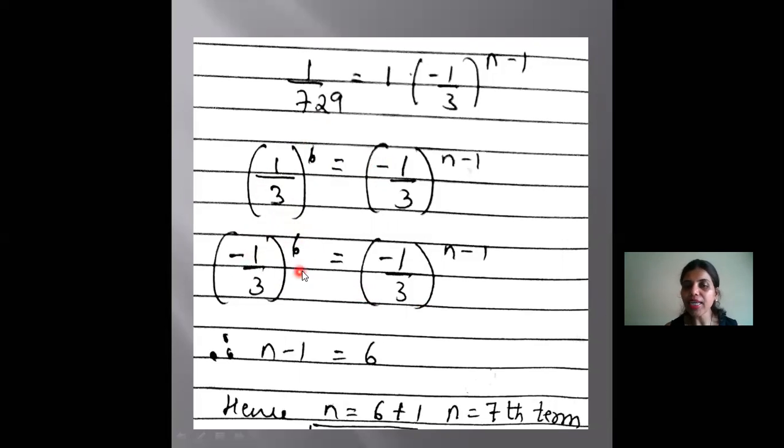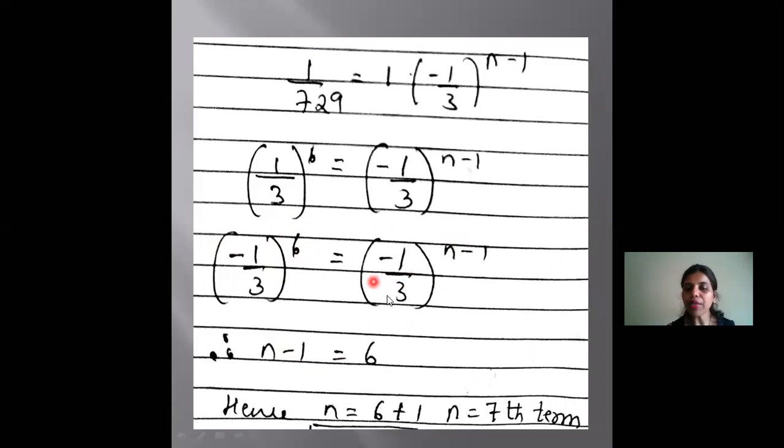The reason is when I take the power of 6, that time it becomes positive. Negative becomes positive if the power is even. So that gives me the right to write over here the negative sign. So when I write (-1/3)^6 is equal to (-1/3)^(n-1), now as bases are same, indices become same. So n minus 1 is equal to 6.